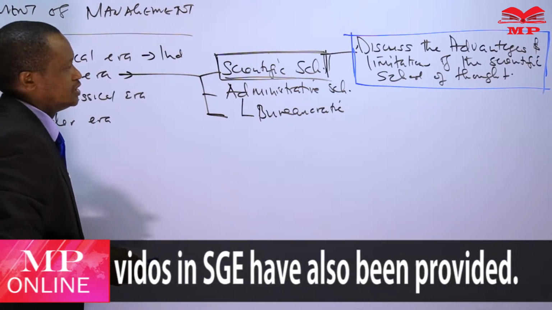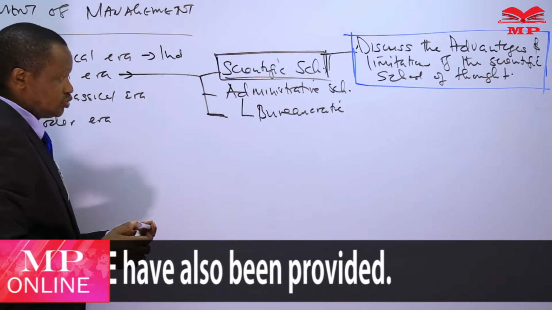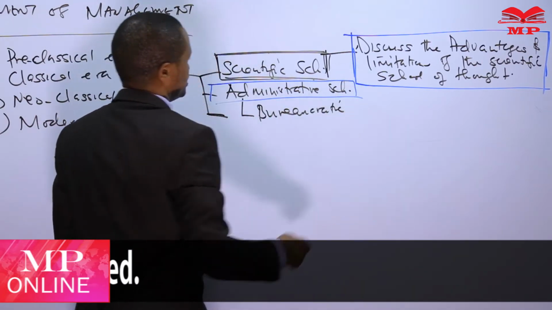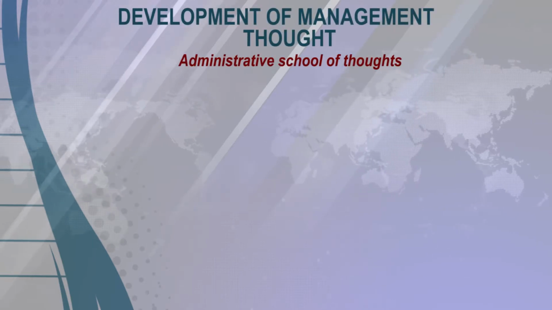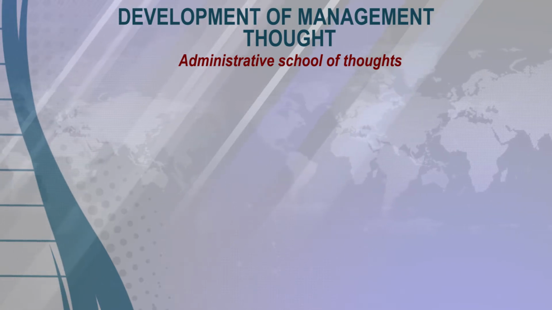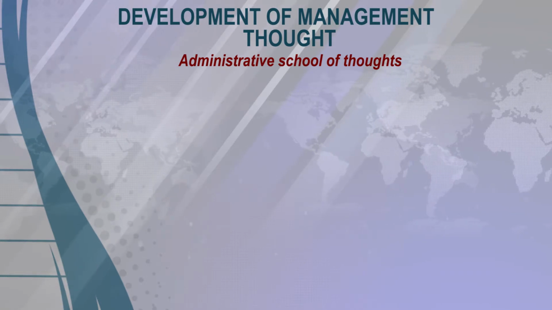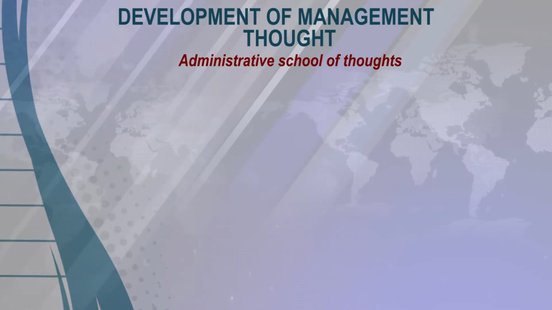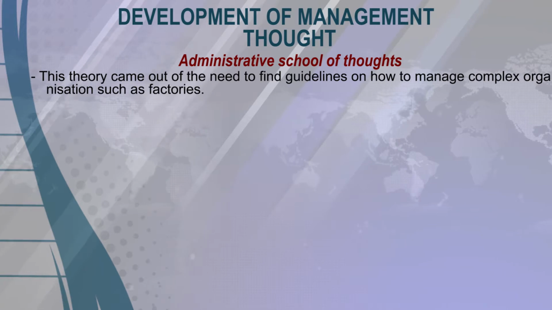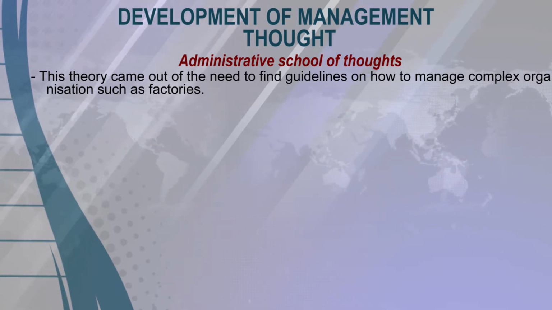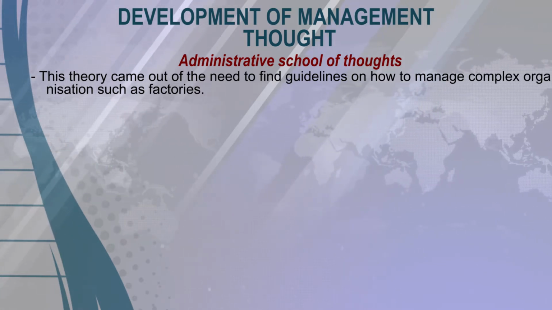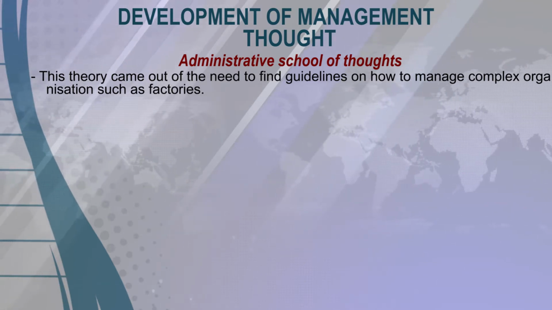Today we would want to discuss the administrative school of thought, or the administrative theory of management. You can also call it the administrative theory of management. And this theory came out of the need to find guidelines on how to manage complex organizations such as factories.